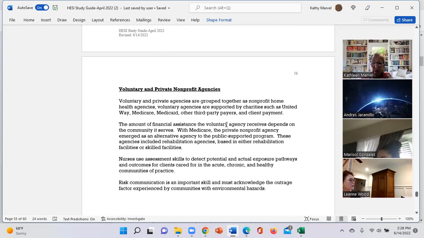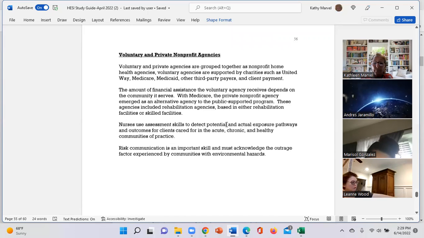Okay, and then we have our voluntary and private nonprofit agencies. This little section talks about insurance and financial assistance. Okay, we need to be aware of those in the communities we practice in. What are our resources? How do we get people signed up for Medicare and Medicaid? Insurance if they qualify for it.